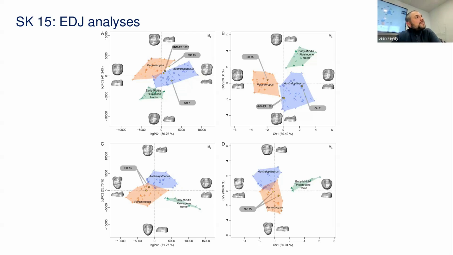But these specimens were attributed to Homo before? Yes. Based on what? Because they said visually, but they had some arguments, I guess. That's exactly my question. I asked the same question to my colleagues.